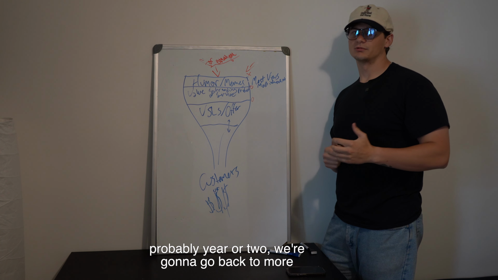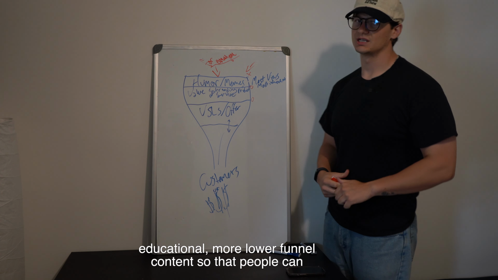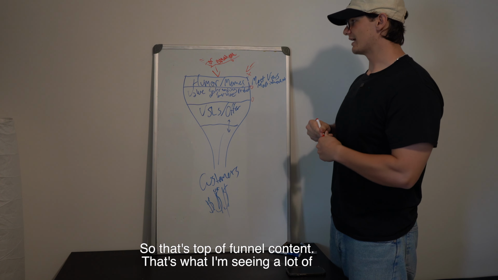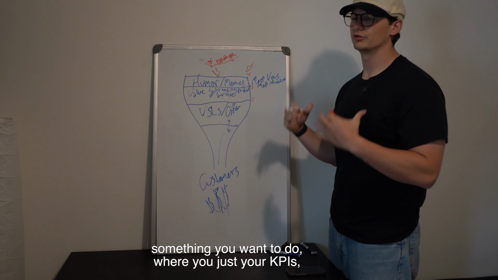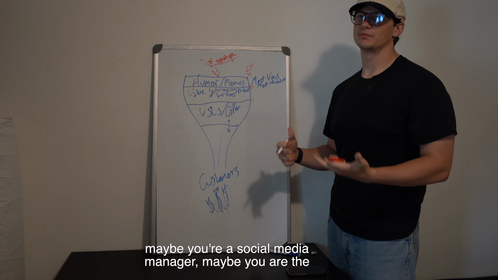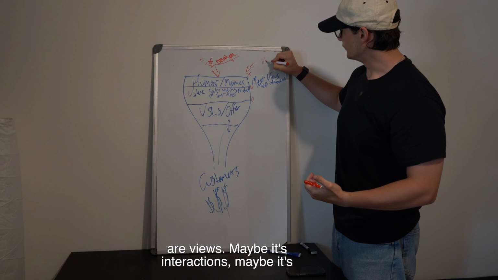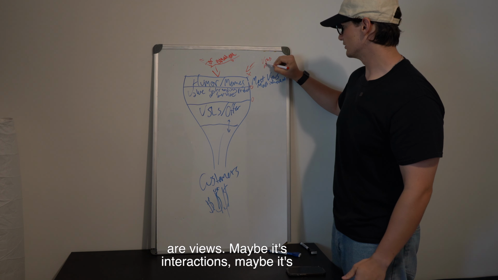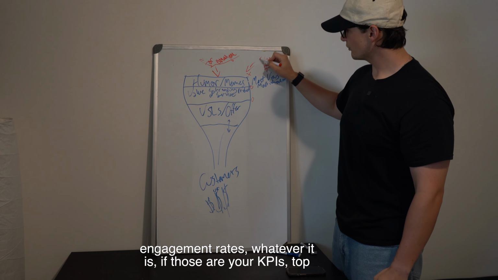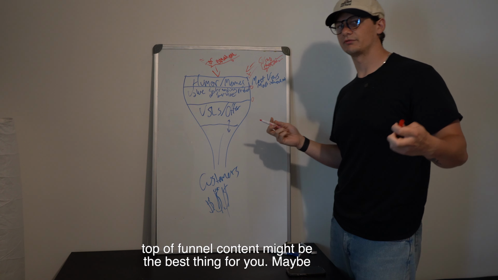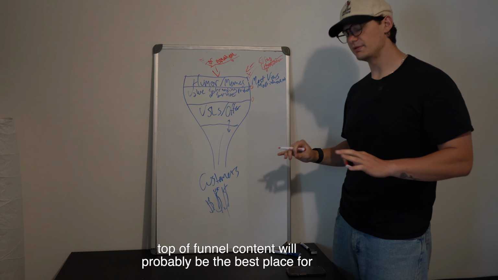And I imagine in the next year or two, we're going to go back to more educational, more lower funnel content so that people can start converting again. So that's top of funnel content. That's what I'm seeing a lot of businesses do. And once again, if that's something you want to do, maybe you're a social media manager, maybe you're the head of marketing, and maybe your KPIs for your position are views, interactions, engagement rate, whatever it is. If those are your KPIs, top of funnel content might be the best thing for you. Maybe not engagement rate, but for interactions and views, top of funnel content will probably be the best place for you.